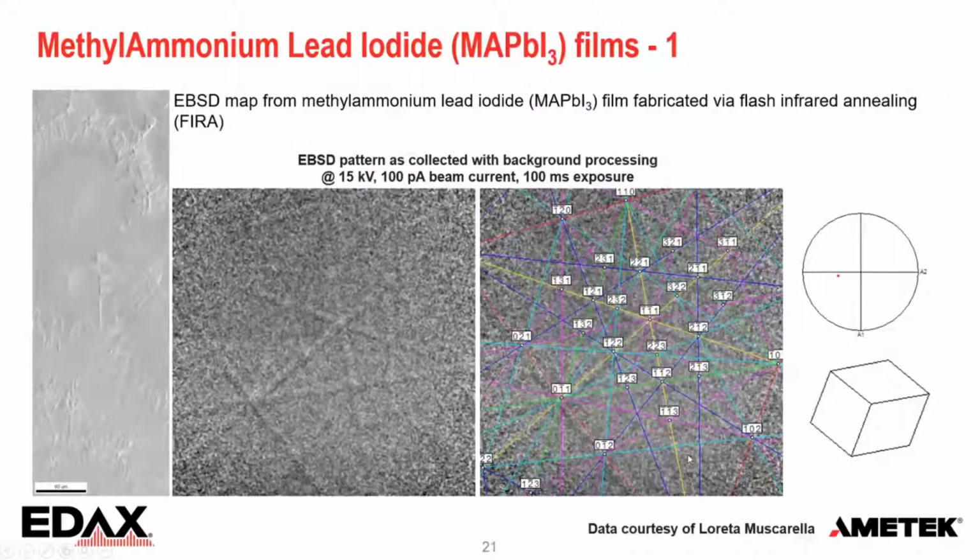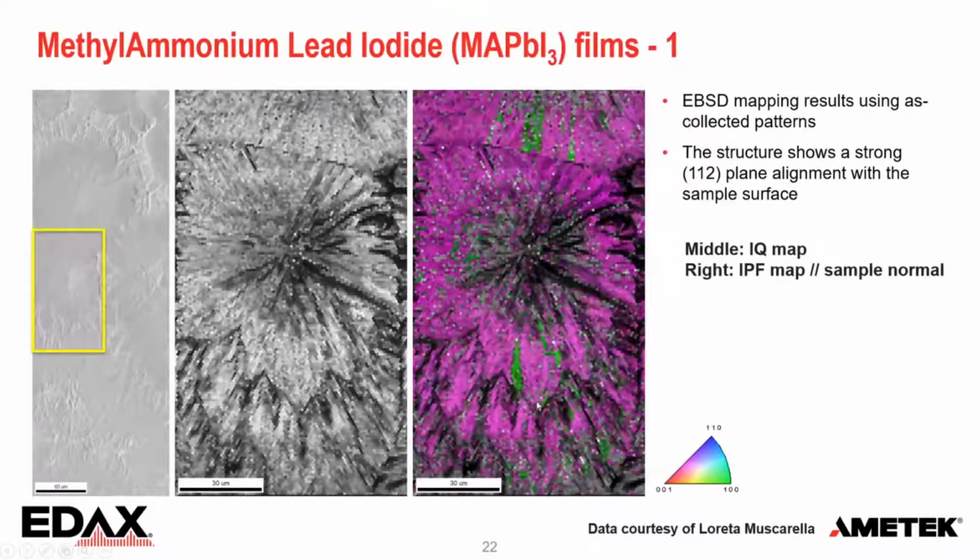And this is one of the samples that she worked with, 100 picoamp beam current. And this is one of the better patterns that we can get. Well, in this case, that's easy to index. And then we can beautifully index one of these flower-like structures. We see those green lines. Those are like twin lamellae in there. And it's a very, very strongly textured material. If you try to analyze this with a higher beam current, you just drill a hole in the material.